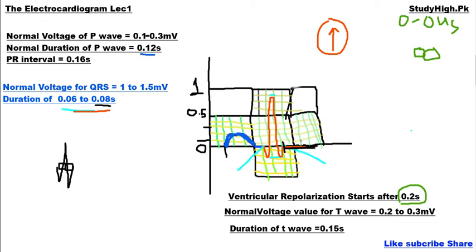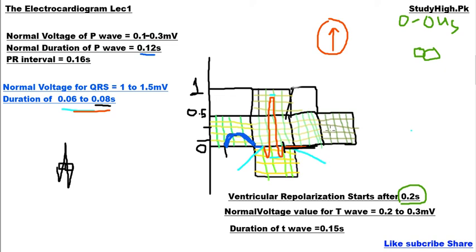Now we need to draw the T wave for the ventricle. The normal voltage range of the T wave is between 0.2 to 0.3 millivolt, whereas the normal voltage range for the P wave was 0.1 to 0.3 millivolt. It means that the average voltage potential of the T wave will be a little higher as compared to the P wave, but less than the QRS complex.